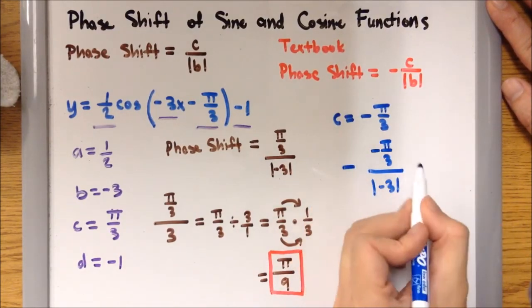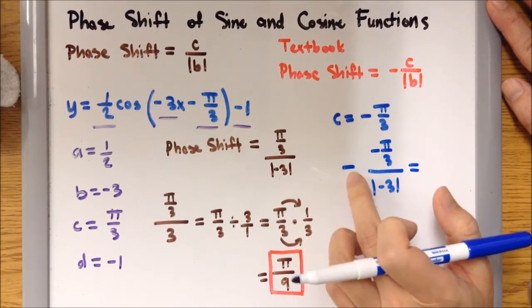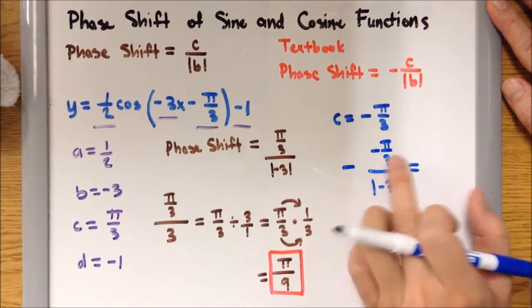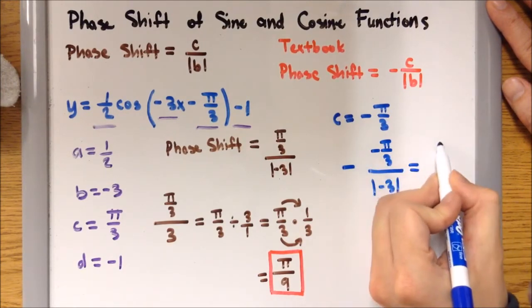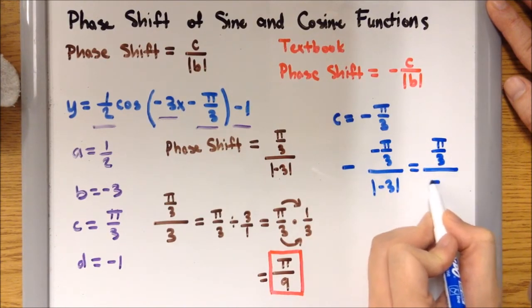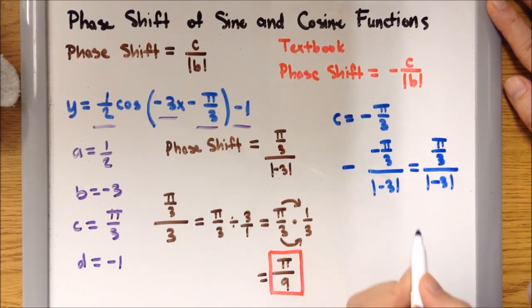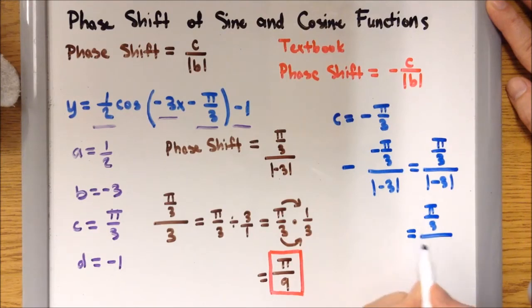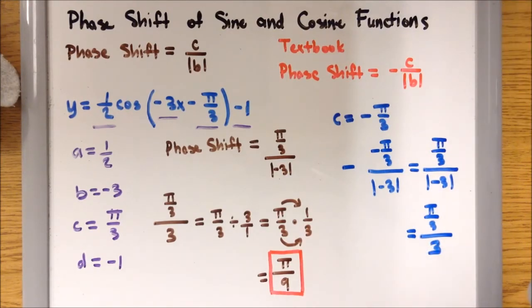Alright, so what happened here, since we have a negative with another negative, when that happens, that becomes positive, so it's going to be pi over 3 over the absolute value of negative 3, which when we simplify it will be pi over 3 over another 3. So it's basically the same as what we had before. And then when we simplify, you should get the same answer as this, pi over 9.